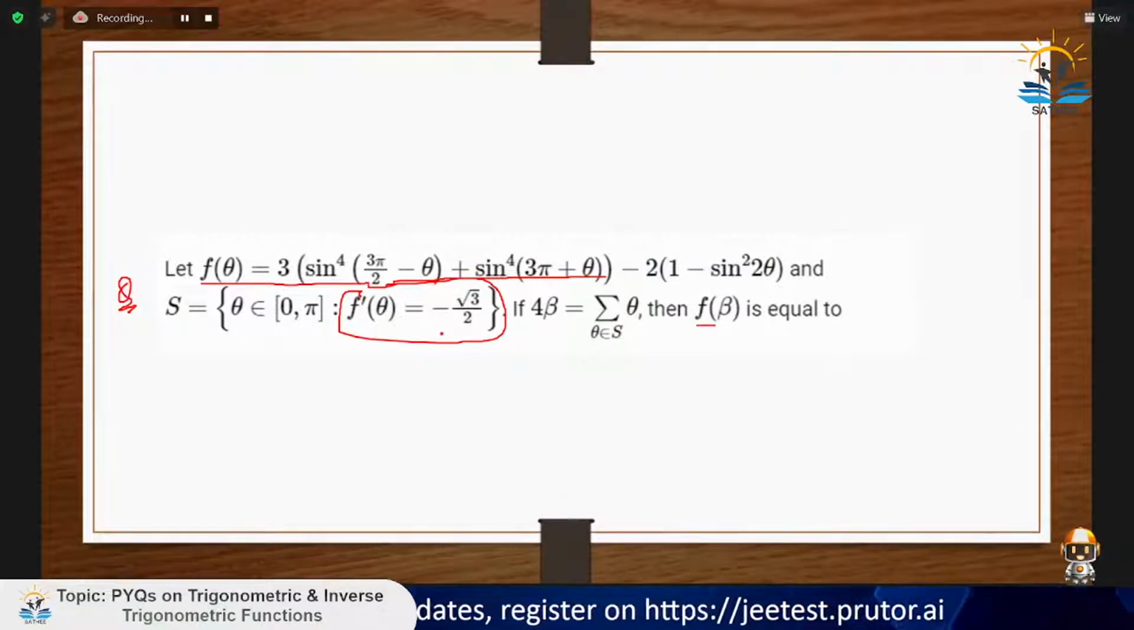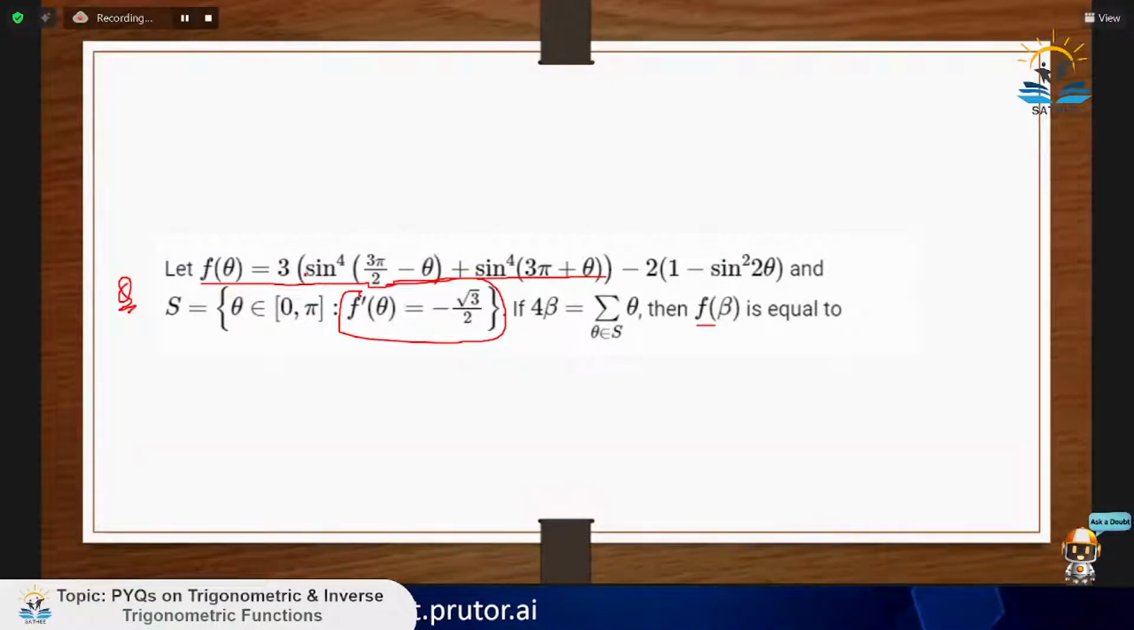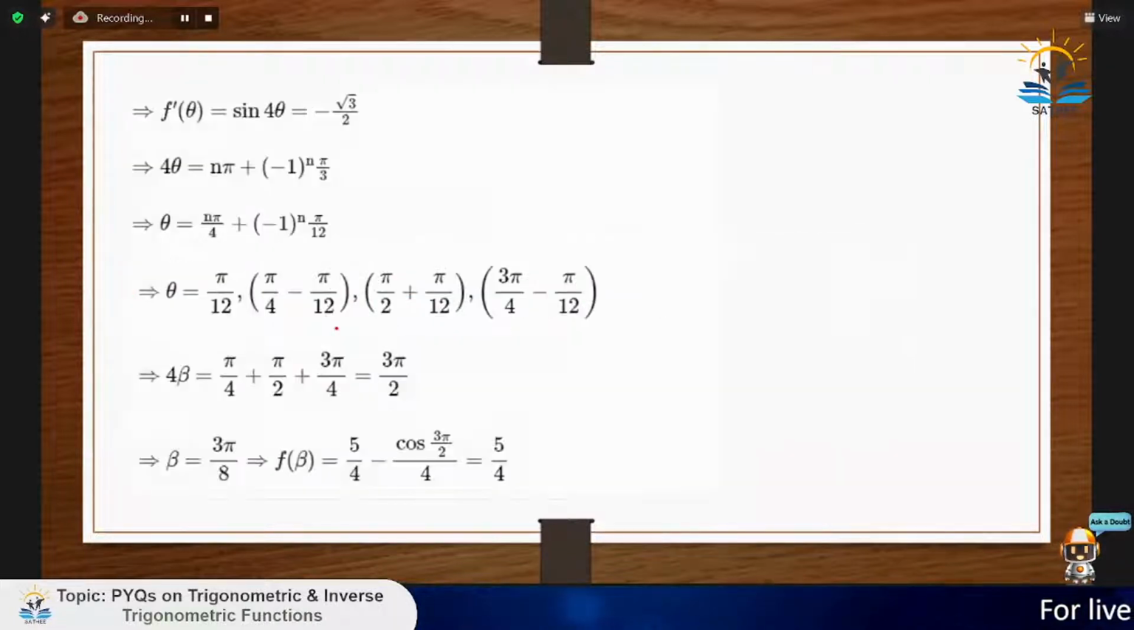So basically you have been given two pieces of information, and by using those two you need to calculate the value of f of beta. So first of all, we will find f dash theta by solving here. So f dash theta is minus root 3 by 2 for 0 to pi basically. So f dash theta is sin 4 theta, which is equal to minus root 3 by 2. And how did I get sin 4 theta?